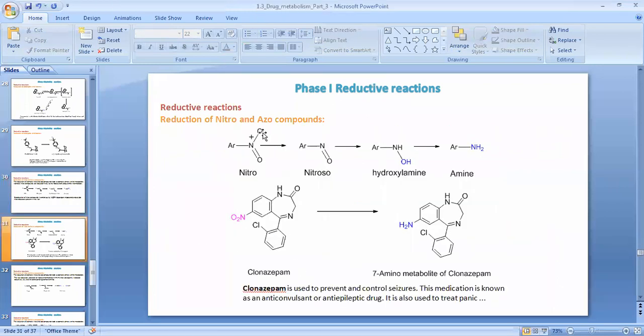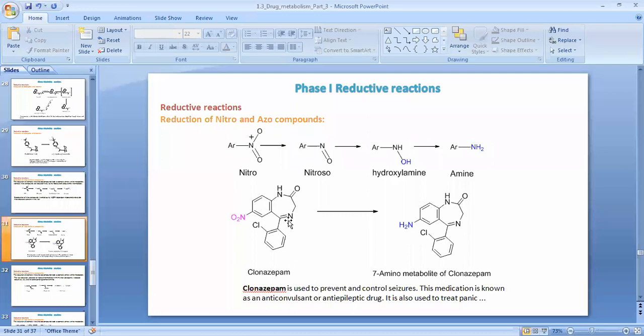Now, next one is the reduction of nitro or azo compounds. Just now we have seen the pathway of metabolism. The nitro group is converted into a nitroso group, nitroso followed by hydroxylamine, and hydroxylamine followed by the amine functional group. So they are easily eliminated from our body.